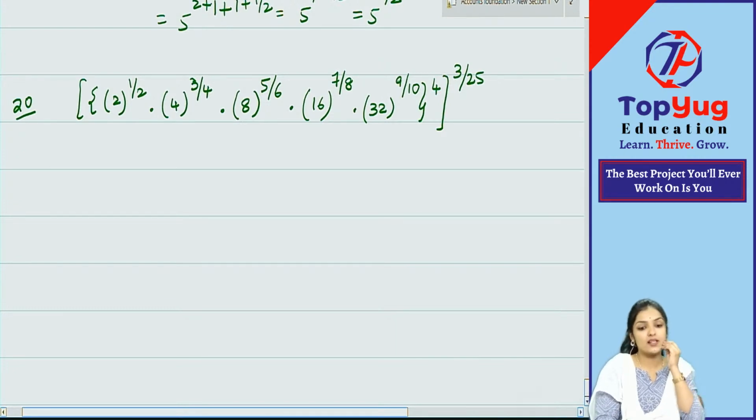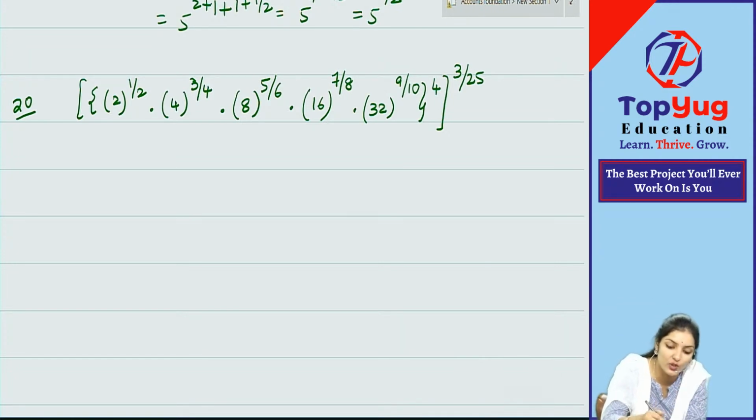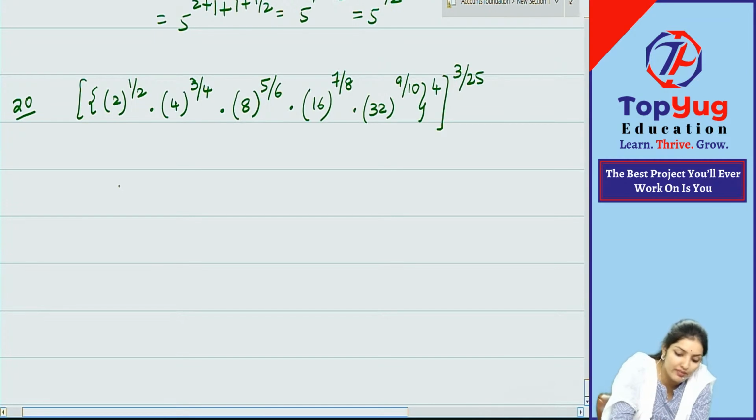Let me give you a tip. The tip is you have to first solve the inner part and then go with the outer part. First you solve the inner matter, then you do the outer one. If you go on solving the others first, it won't work. So the same thing goes logically over here. 2 to the power 1 by 2 as it is. 4 can I write as 2 square into 3 by 4?